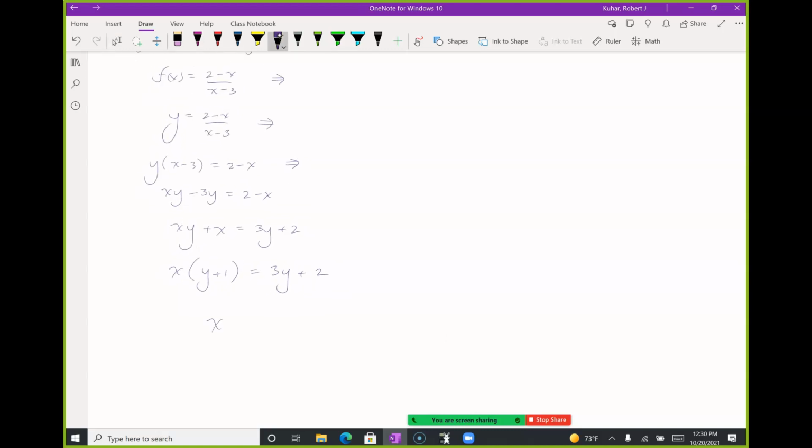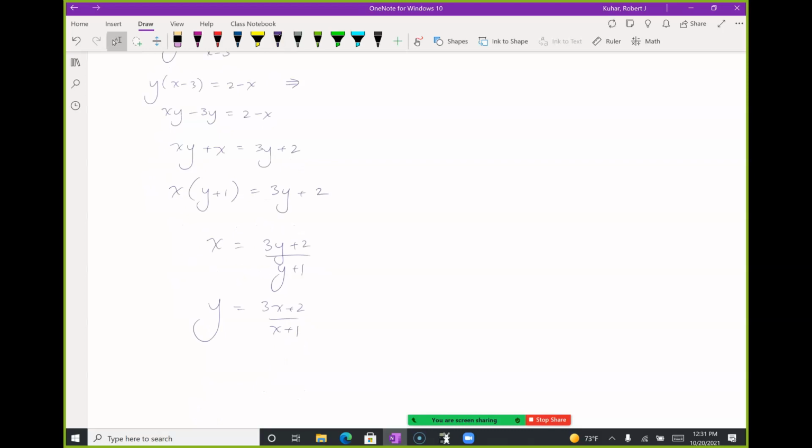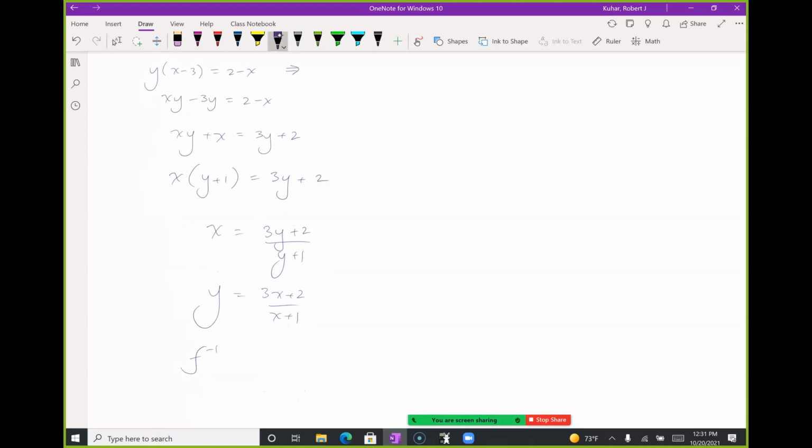So I get x equals (3y plus 2) all over (y plus 1). Once I get solved for x, I want to switch my x and y, right? This is the whole concept of this inverse function. So I get y equals (3x plus 2) over (x plus 1), and that's what I'm going to call my inverse. In fact, I like to call it G, because I just like to say what up G instead of what up F inverse. It's too much.